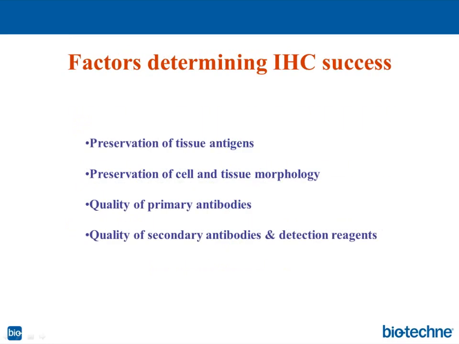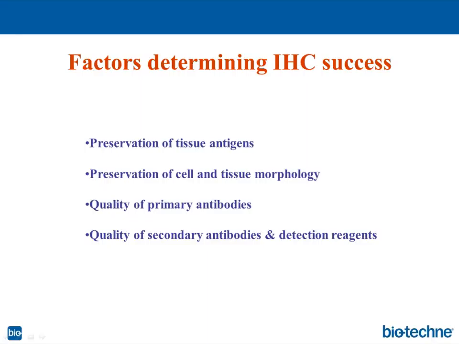Now, there are several factors which will determine the success of an IHC experiment. First of all, we have to preserve tissue antigens. They have to be available to the antibodies that we will use to detect them. We, of course, have to preserve cell and tissue morphology, because if it becomes amorphous, it will be hard for us to identify the localizations of the antigens.